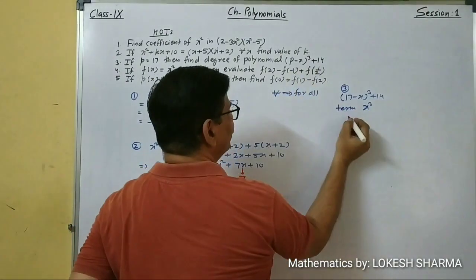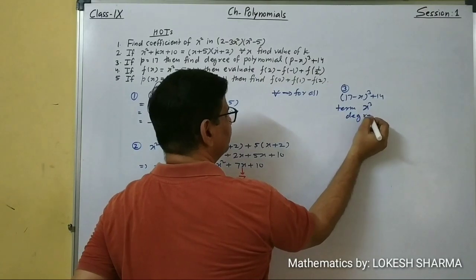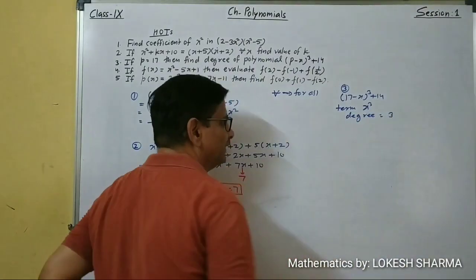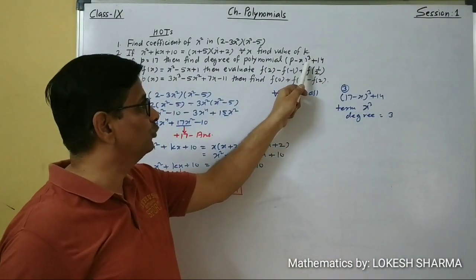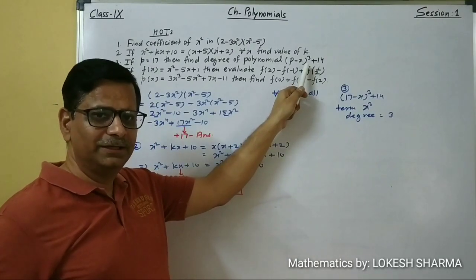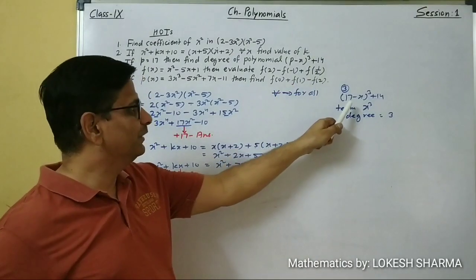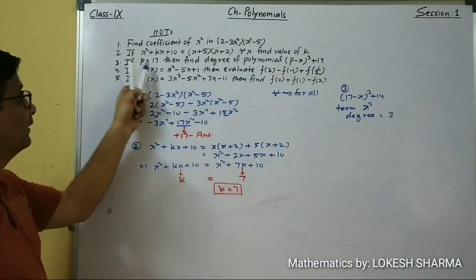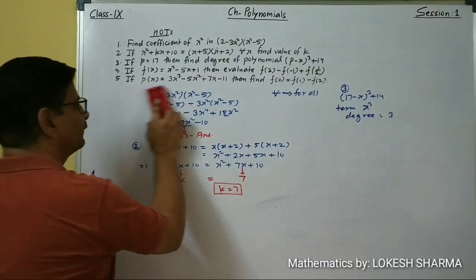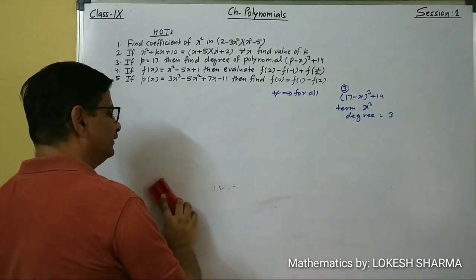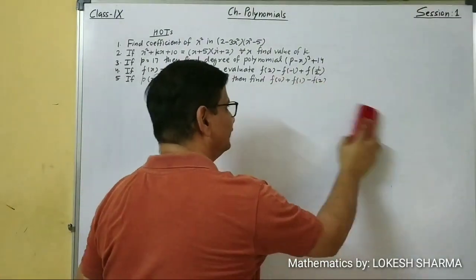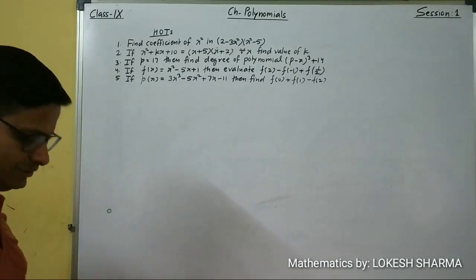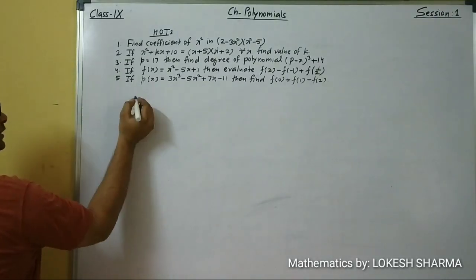So the degree of this polynomial will be 3, because when you take (17 minus x) whole cube, you will get a term of x cube. So the degree of the polynomial will be 3. Okay? So this is also a 1 mark question, and they test your skill and in-depth knowledge. Now come to question number 4.